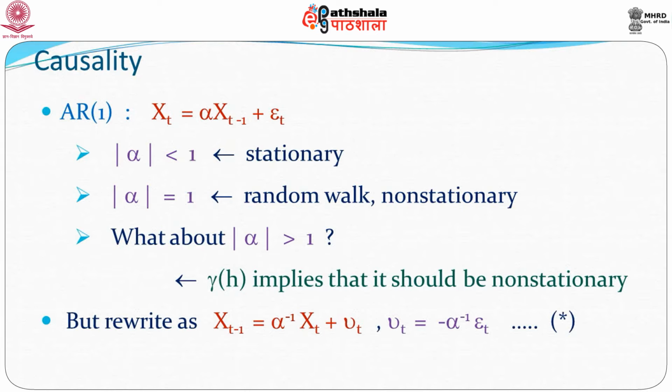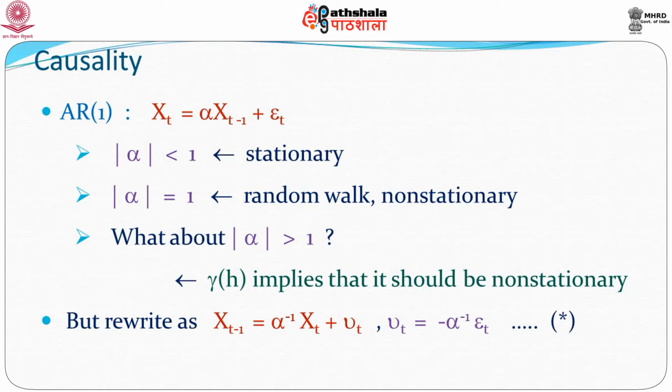Now, let us rewrite the model, so we take X_{t-1} as the subject. We take alpha to the left hand side, as well as epsilon to the left hand side. So, we have X_t minus epsilon_t equal to alpha X_{t-1}, and then X_{t-1} is 1 by alpha X_t minus epsilon_t, and we will write this minus alpha inverse epsilon_t as nu_t. So, we have X_{t-1} is alpha inverse X_t plus nu_t.